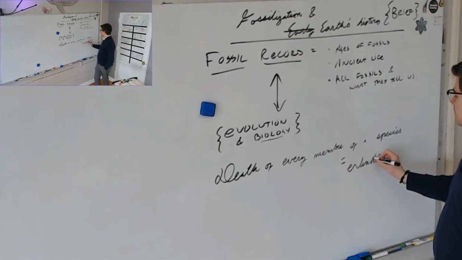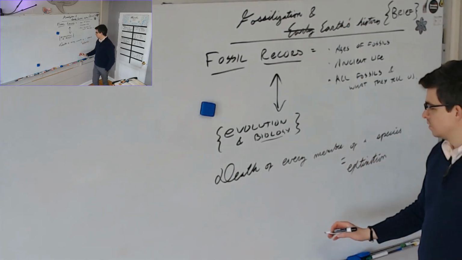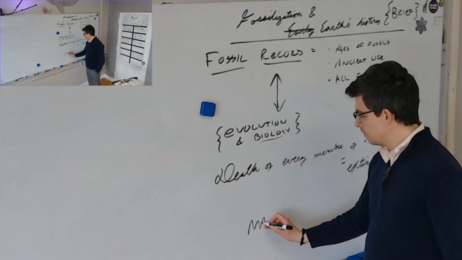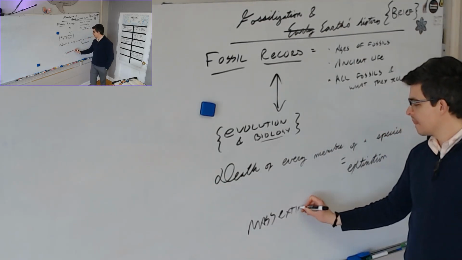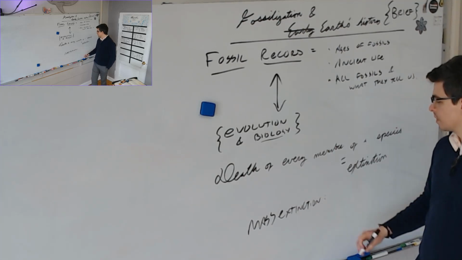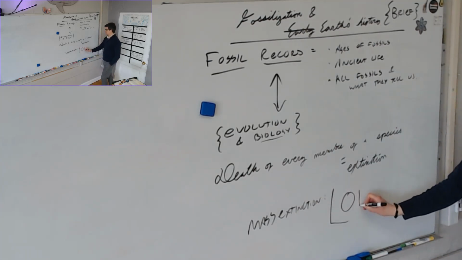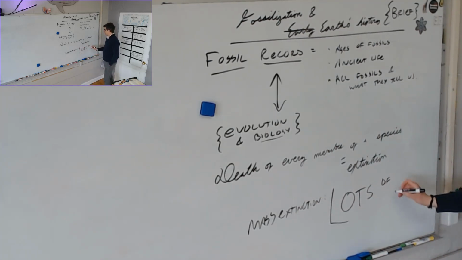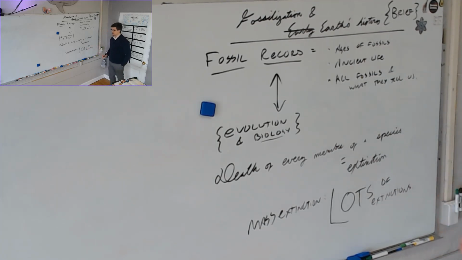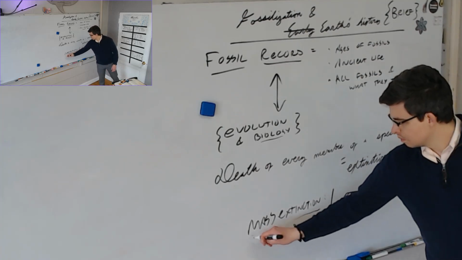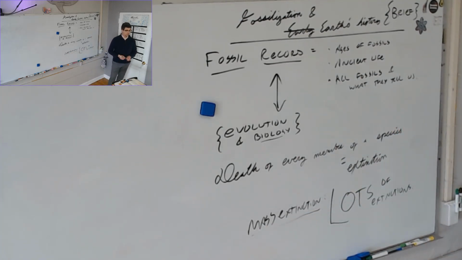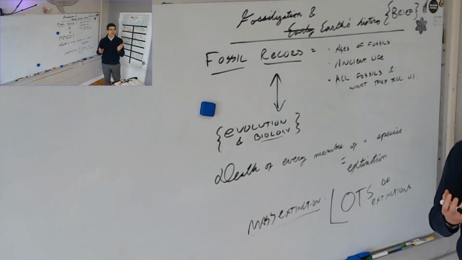And then what would make it a mass extinction? Isn't it like whatever percent of all life is? Lots of extinctions. What causes this kind of thing? It could be like a volcano blowing up, like, well, the dinosaurs. Probably not a volcano.